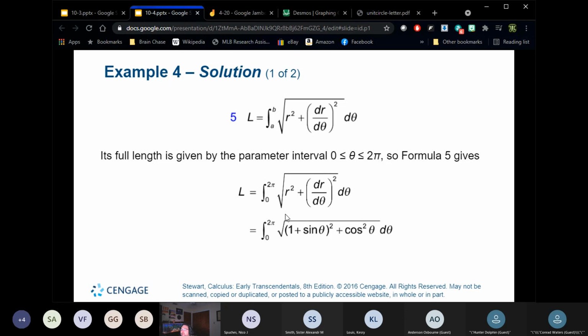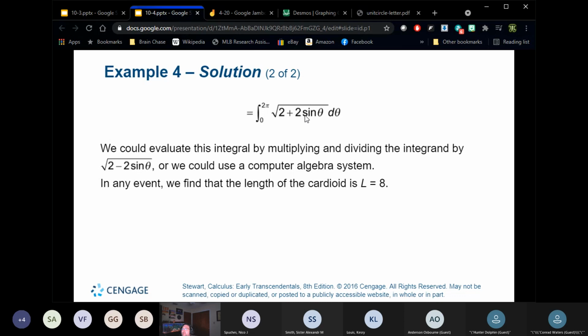So we have to FOIL this out. So we get 1 plus 2 sine theta plus sine squared theta plus cosine squared theta. And when you have sine squared theta and cosine squared theta, that equals 1. So you're left with 2 plus 2 sine theta. So the only way to actually integrate this one is you have to rationalize the numerator.